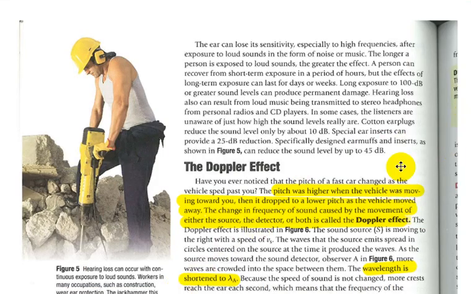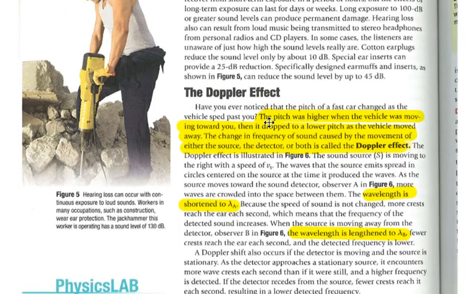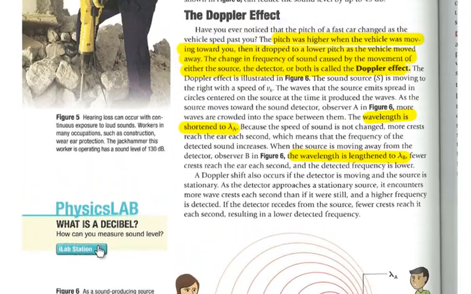All right, what you just heard there, folks, was an example of the Doppler effect. If you notice there, as the car approached the camera, where we were sitting, which is considered the detector, the pitch was higher when the vehicle was moving towards you, then it dropped to a lower pitch as the vehicle moved away. The change in frequency of sound caused by the movement of either source, detector, or both is called the Doppler effect. The Doppler effect is also illustrated in this diagram here.